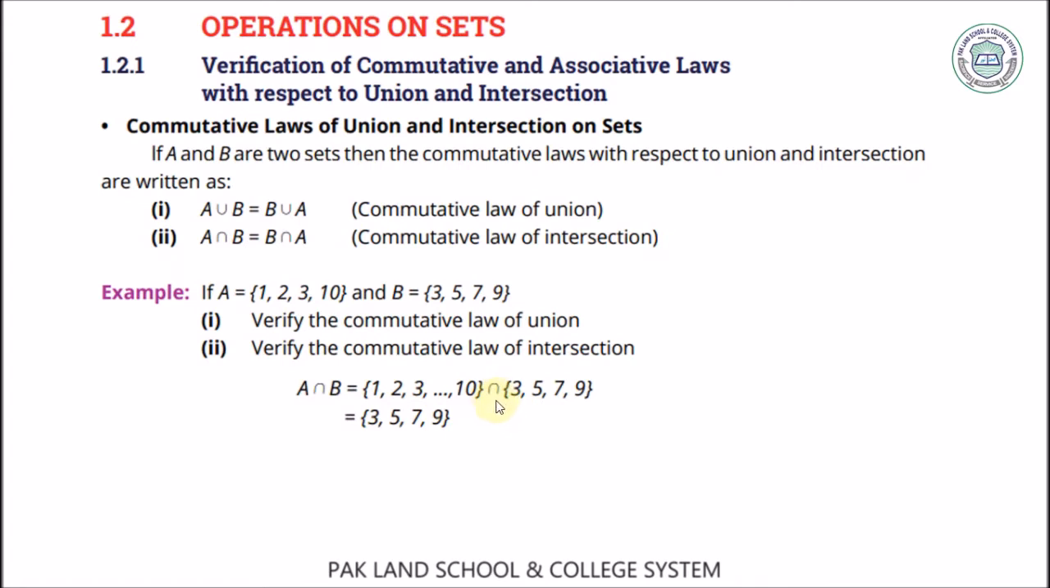This is the symbol of intersection. 3, 5, 7, 9. The common elements are 3, 5, 7, 9. B intersection A: 3, 5, 7, 9 intersection 1, 2, 3 up to 10, and the common elements are 3, 5, 7, 9. Therefore, A intersection B equal to B intersection A. We verified the commutative law of intersection.